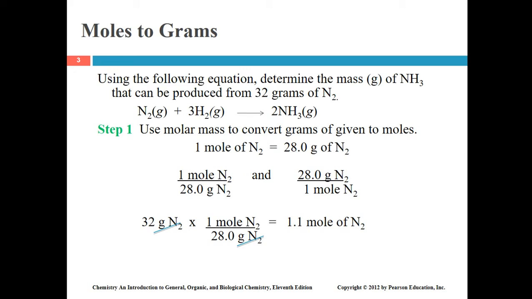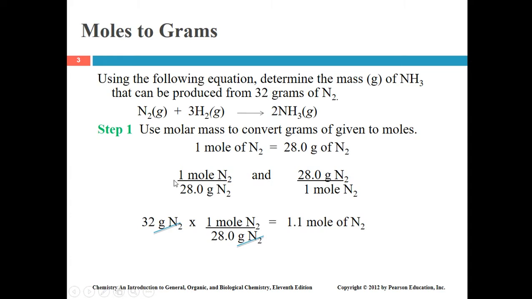Using the following equation, determine the mass of NH3 that can be produced from 32 grams of nitrogen. You'll notice we have several steps here, so this is going to continue for several slides, but they give us an equation. When they give you an equation, that usually means you're going to need to use it. Now then, the first thing we're going to do is they give us 32 grams of N2. So that means we're going to have to convert to moles of N2. And we do that by looking at the periodic table, finding that the number for N is 14, but we have two of them, so it is 28 grams of N2.